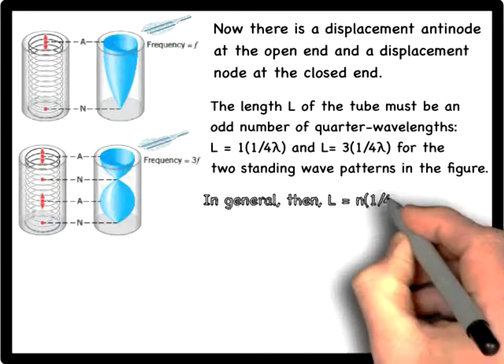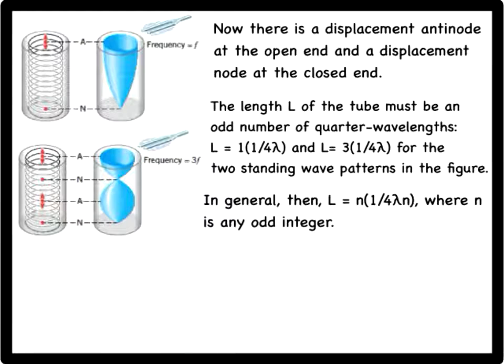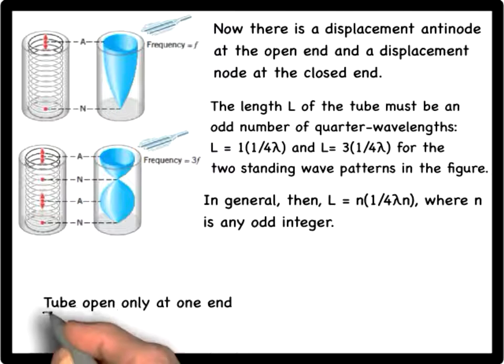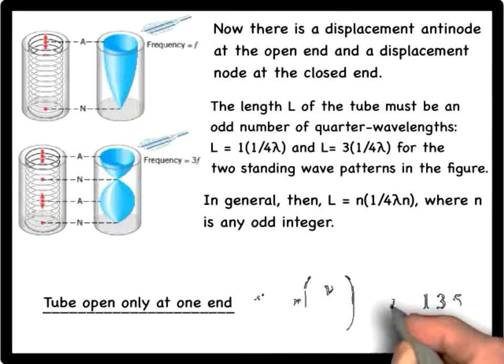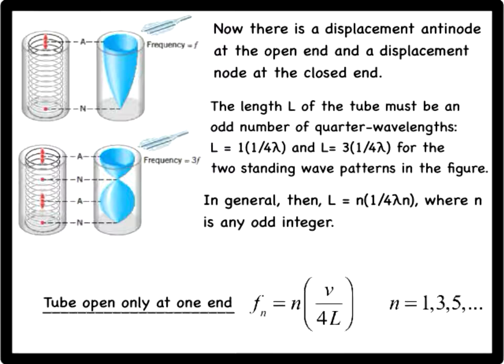In general, then, L is equal to n times 1/4 λn, where n is any odd integer. From this result, it follows that λn is equal to 4L over n. And using the relation fn equals v over λn, the natural frequencies fn for a tube closed at one end can be obtained from the following. Notice that a tube open only at one end can develop standing waves only at odd-numbered harmonic frequencies, such as f1, f3, and f5, etc.